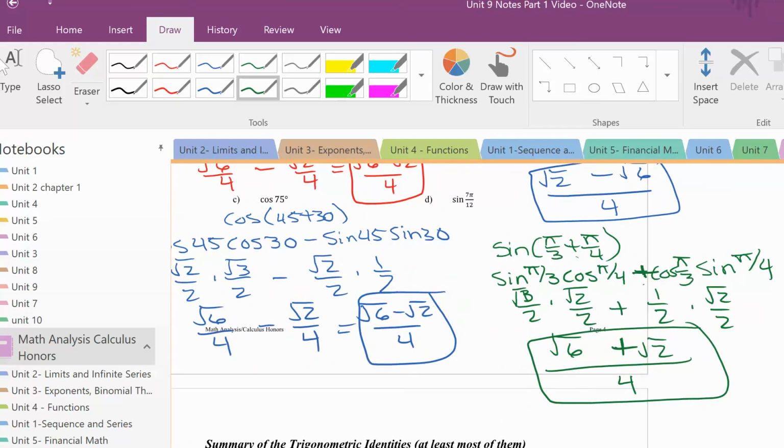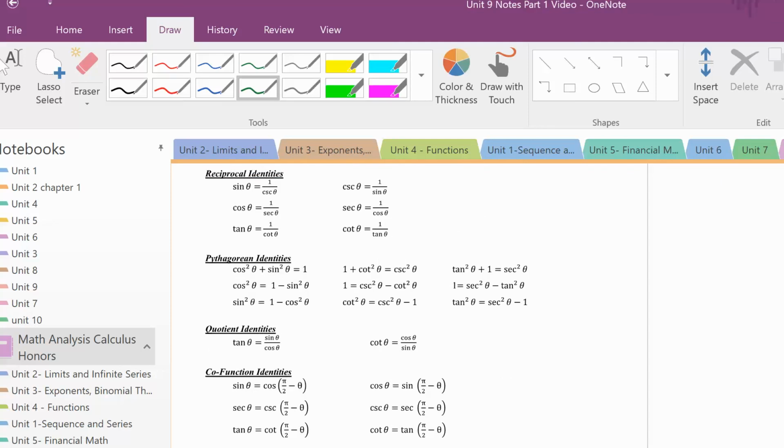All right. The last page is just all the identities, so keep that as a reference that you can use on a given problem.